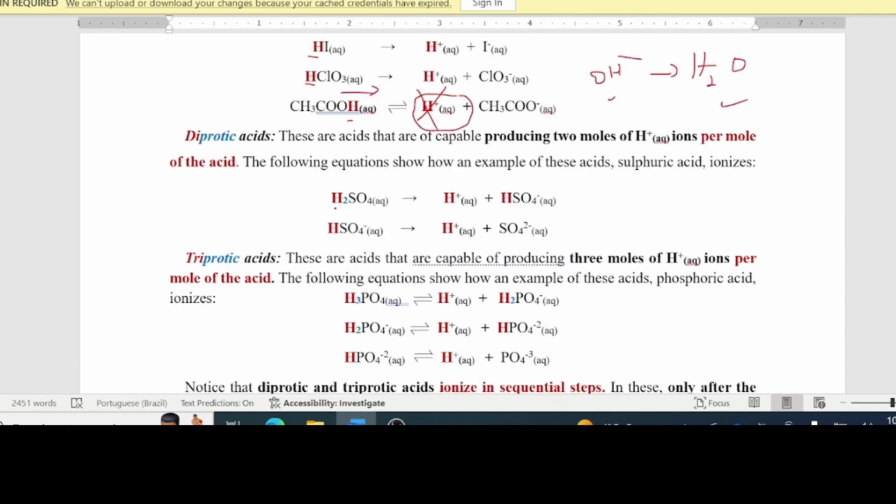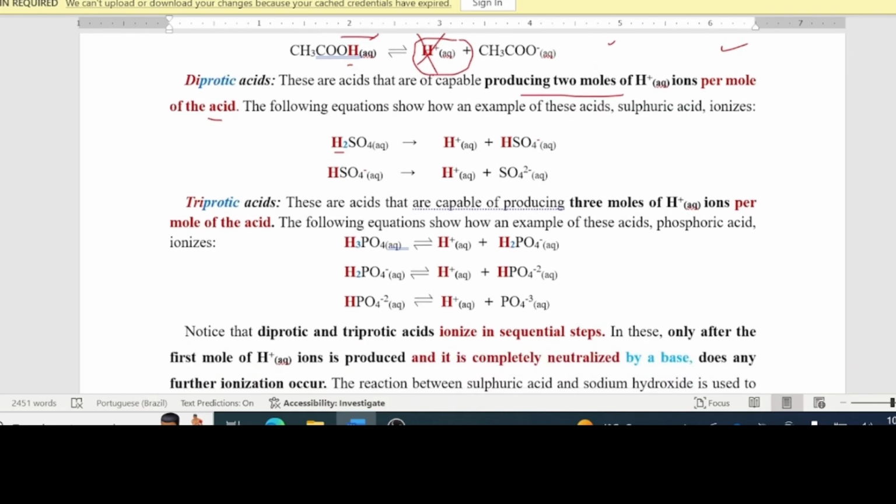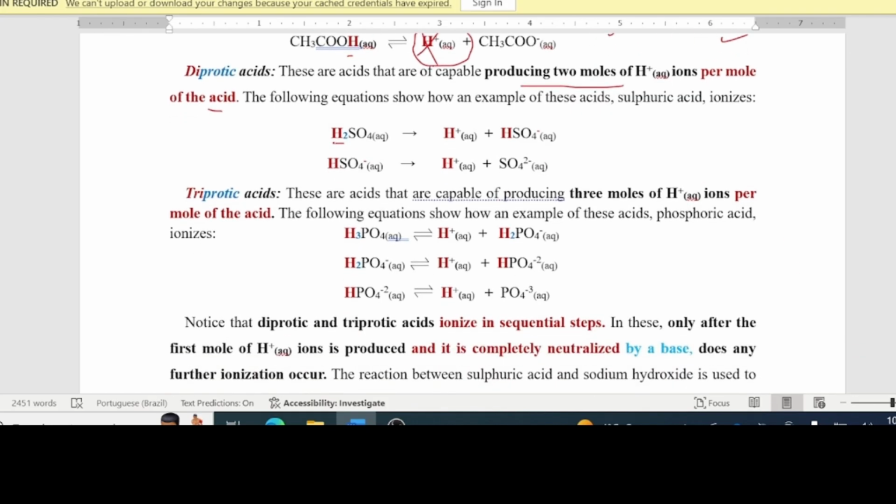Diprotic acid, this is H2SO4. You can see there are 2 H's there. So a diprotic acid is capable of producing 2 moles of H plus per mole of acid, okay? One thing to know, however, is that these acids ionize sequentially. First of all, this H2SO4 ionizes to give 1 mole of hydrogen and 1 mole of hydrogen sulfate ions. Then this one will ionize further to give you another mole of hydrogen, and then you get a mole of sulfate ion here.